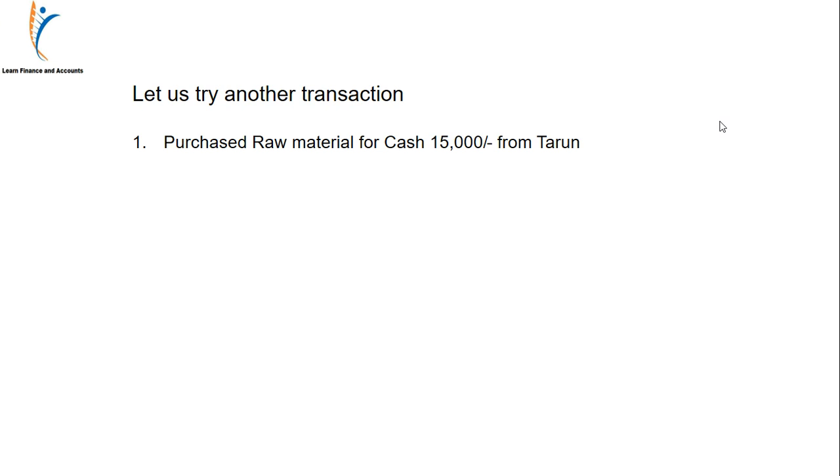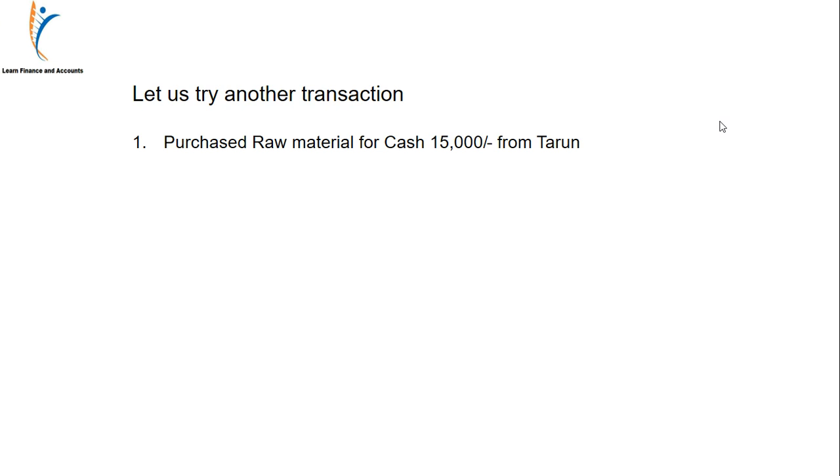Purchased raw material from Tarun for cash, rupees 15,000. Now let us first identify the accounts involved. One is cash. Second is raw material.